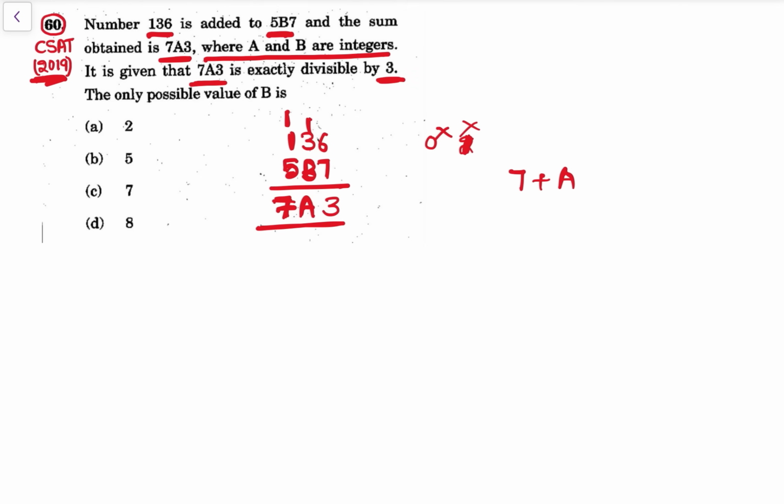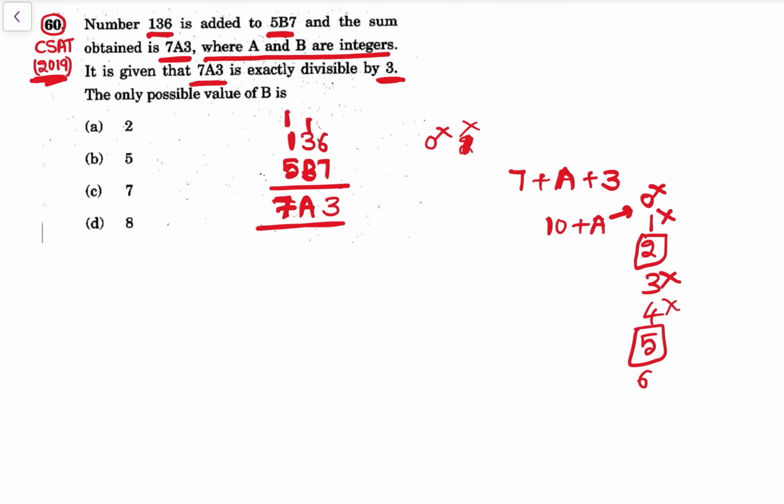That means 7 plus a plus 3, that is 10 plus a. So means see, ये 0 नहीं हो सकता because sum हमें multiple of 3 चाहिए. Then 1 नहीं हो सकता because 11 है. 2 हो सकता है, a can be 2. And a cannot be 3 because 13. A cannot be 4, but a can be 5. Then a cannot be 6. A cannot be 7. A can be 8. And a cannot be 9. So possible values of a are, a can be 2 or 5 or 8.